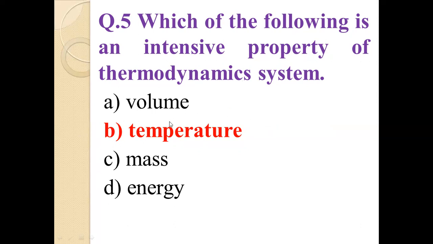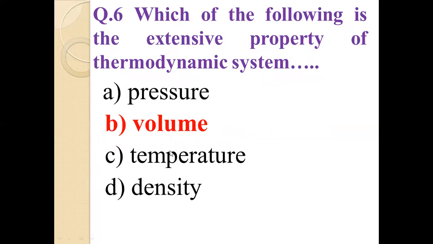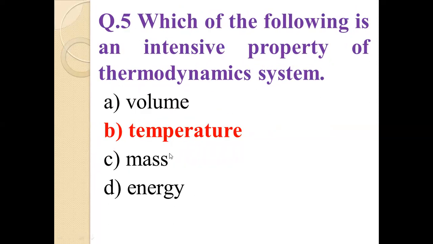Temperature is an intensive property, which is independent of the mass of the system. Mass is also an extensive property and energy is also an extensive property. So the correct answer is B, which is known as temperature is an intensive property.